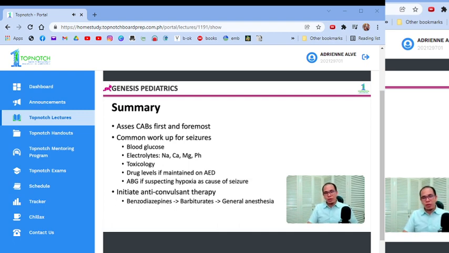Glucose, you check for the electrolytes. Which electrolytes may cause seizure? The derangement of these electrolytes may cause seizure. That would be sodium, calcium, magnesium, and phosphorus. Toxicology screening, blood levels of drugs, hypoxia. If you're suspecting hypoxia as a cause of seizure, you can check your blood gas. And yan, benzodiazepines, barbiturates, and general anesthesia.